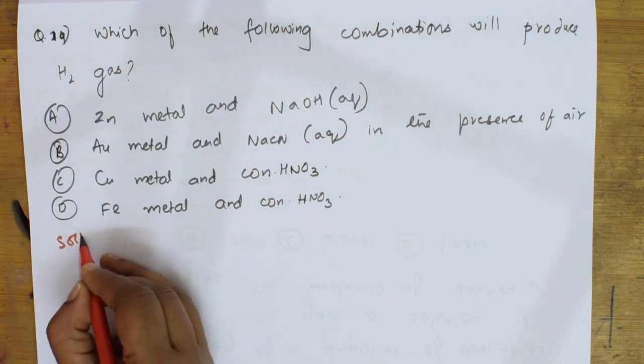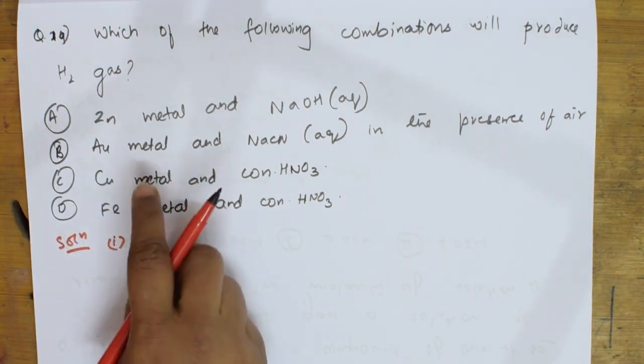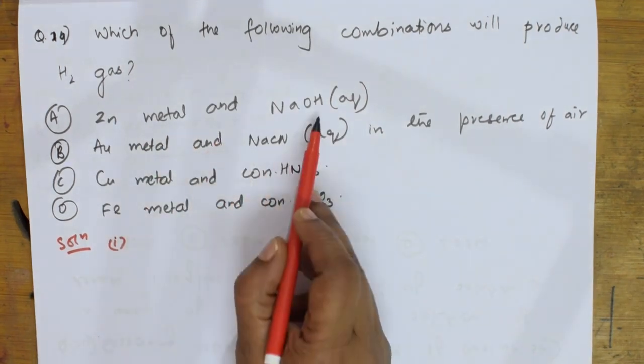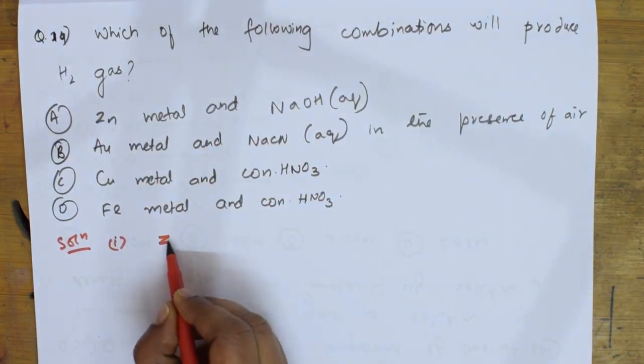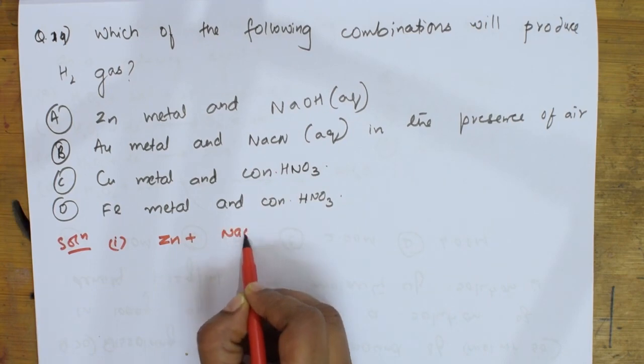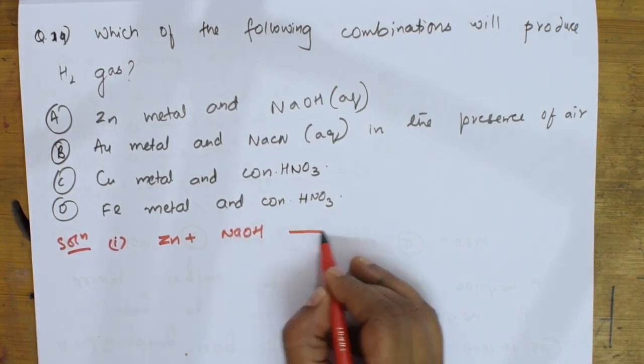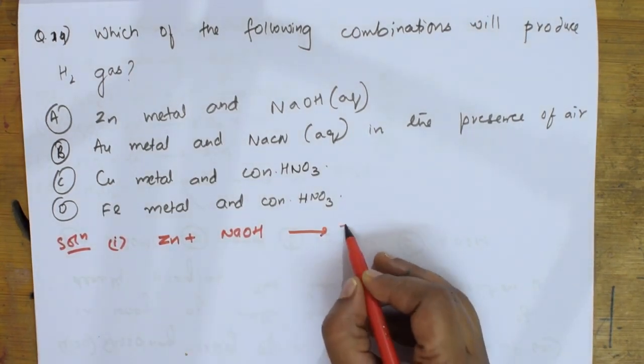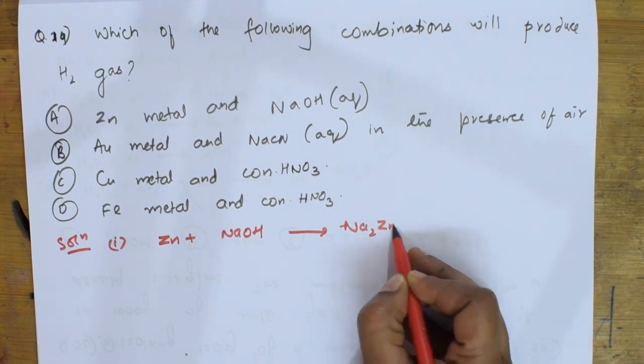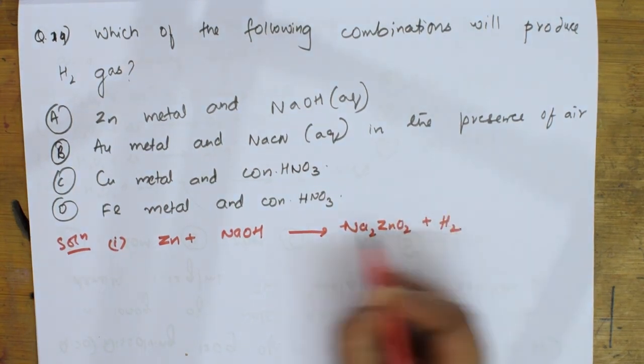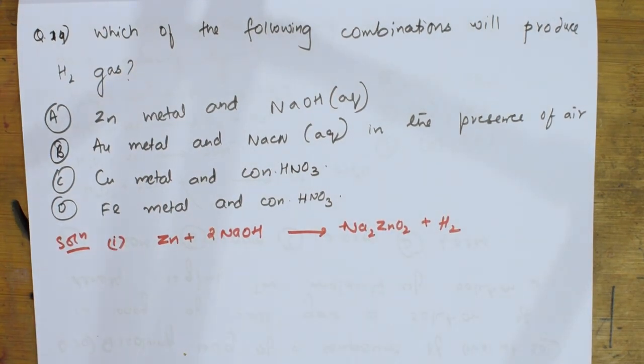Let us write one after the other. What is the first one? They said zinc metal reacts with aqueous sodium hydroxide. So zinc plus sodium hydroxide. What do we get? We get sodium zincate, Na2ZnO2, plus hydrogen gas, if I take 2 moles of this.